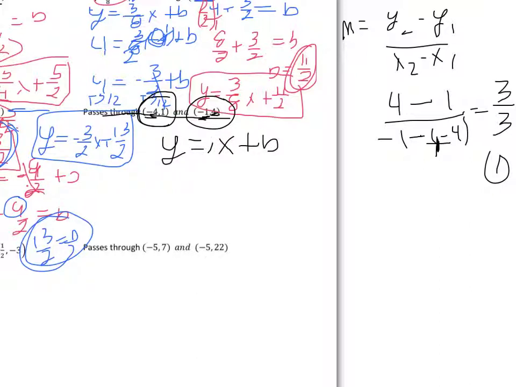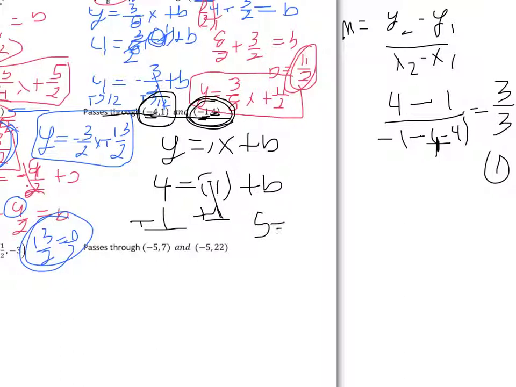Now you can substitute either point in. I'll substitute the second one in. So plugging a 4 in for the y, plugging negative 1 in for the x. So you have 4 equals negative 1x plus b. Add 1 to both sides. And we get cancellation here. Over here, 4 and 1 is 5, so we get 5 equals b.